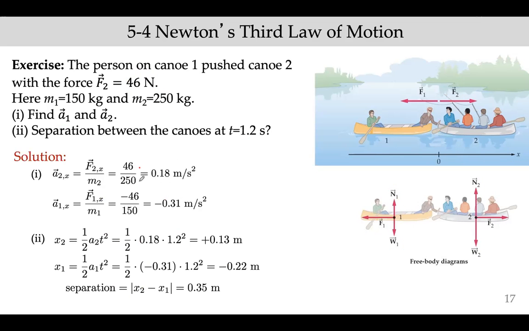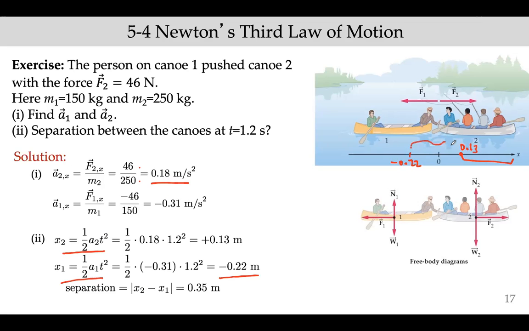So if you do this division, A2 becomes 0.18. The acceleration of the first canoe becomes negative 0.31. So you calculate their final positions. The final position of x2 is a positive number because this canoe will come maybe here. So that's a positive number. And the first canoe, its final position is negative, so it's somewhere here, negative 0.22. This point is 0.13. So what is the separation?